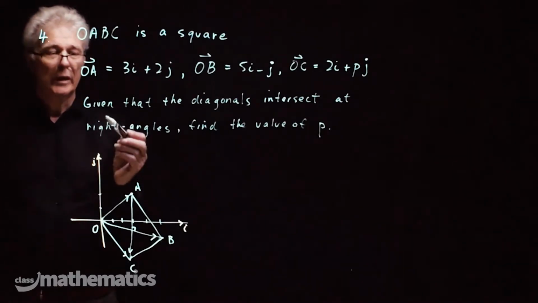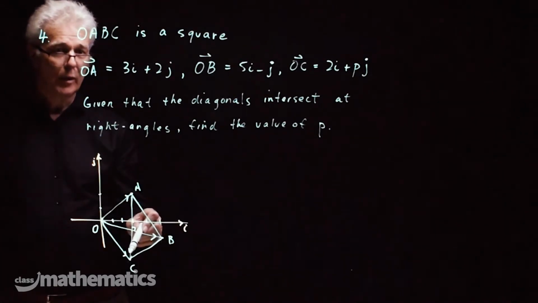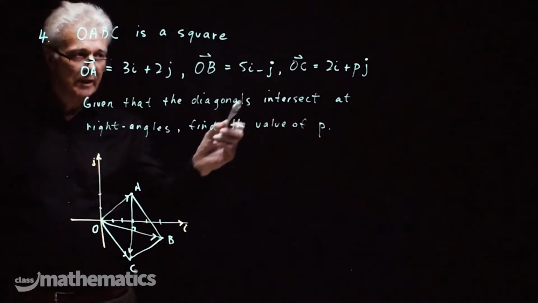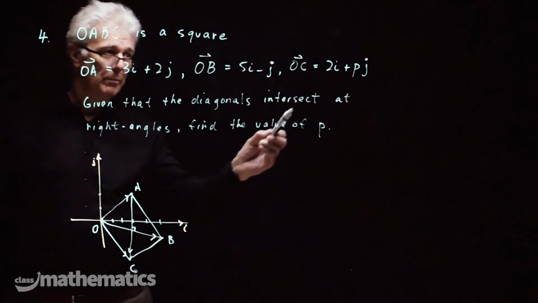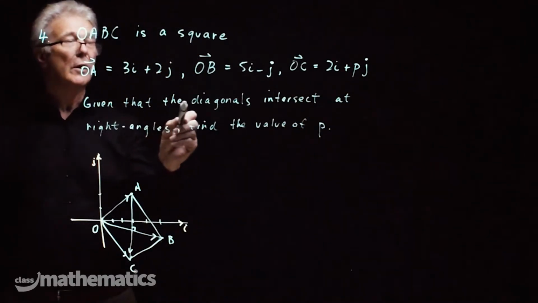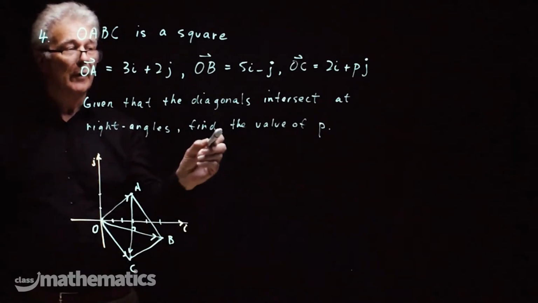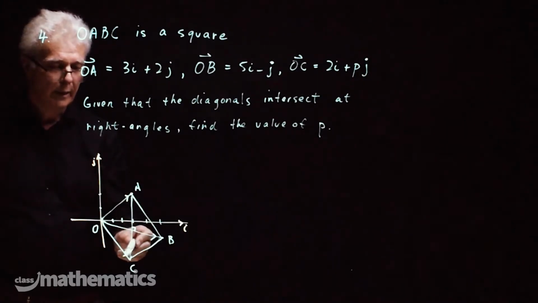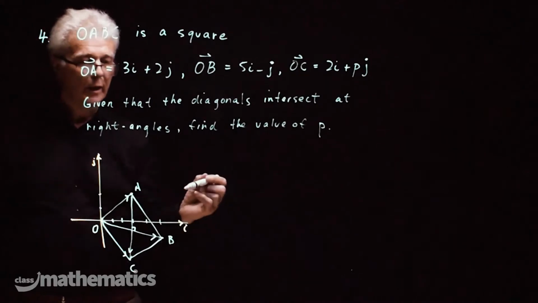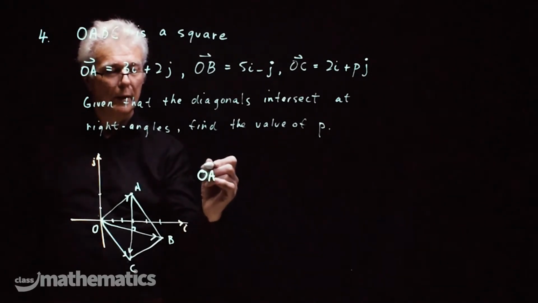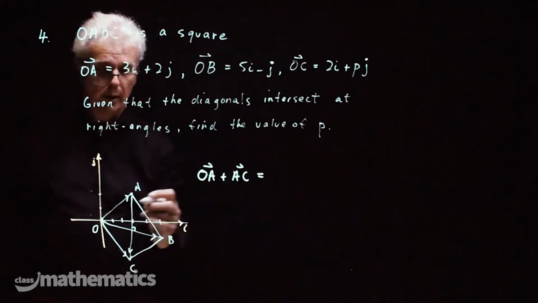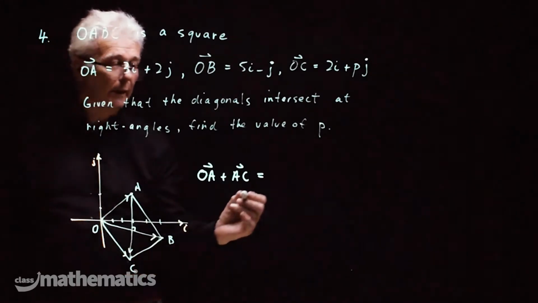Alright, in number 4, we're given that OABC is a square, where OA is 3i plus 2j, OB is 5i minus j, and OC is 2i plus pj. Now given that the diagonals intersect at right angles, I'm going to find the value of this p. First of all, we need to find out what AC is, because this is one of the diagonals. To do that, we'll say that OA plus AC will be equal to OC.